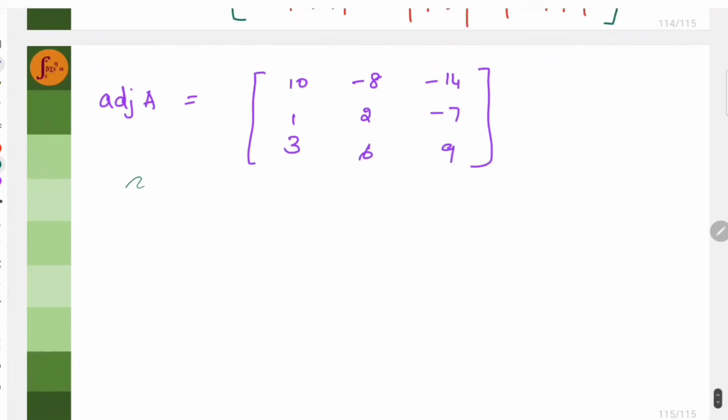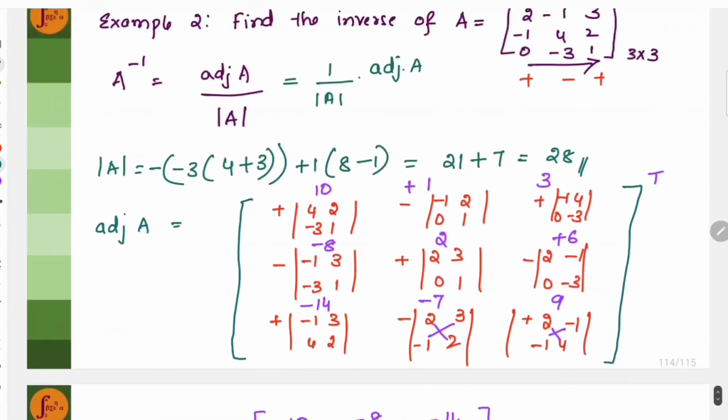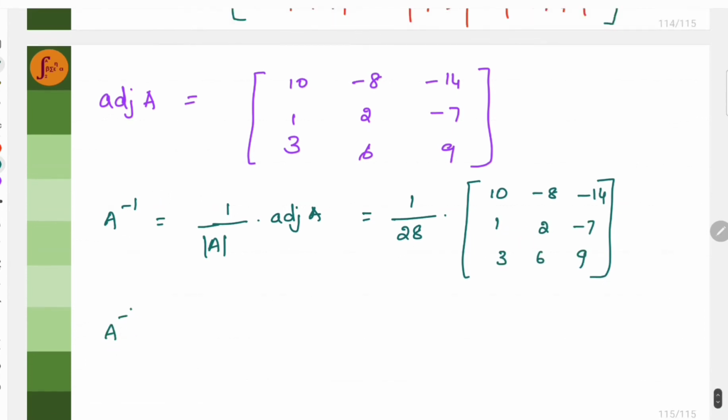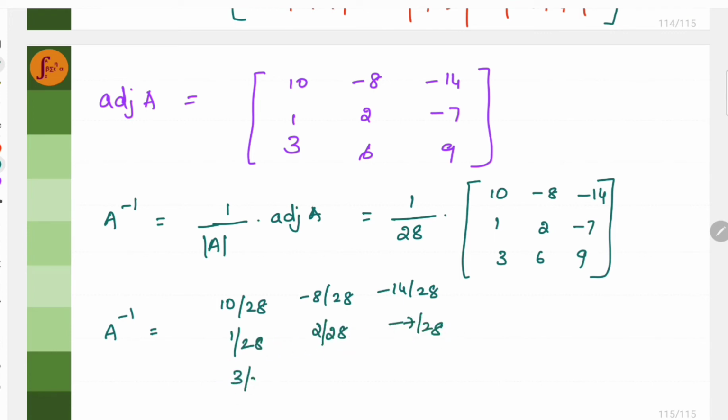Now we'll do the final step to find A inverse. A inverse is 1 by determinant of A into adjoint of A. What was the determinant that we got? 28. So 1 by 28 into this particular matrix. We'll have to multiply now to get A inverse. So A inverse is 10 by 28, minus 8 by 28, minus 14 by 28, 1 by 28, 2 by 28, minus 7 by 28, 3 by 28, 6 by 28, 9 by 28.